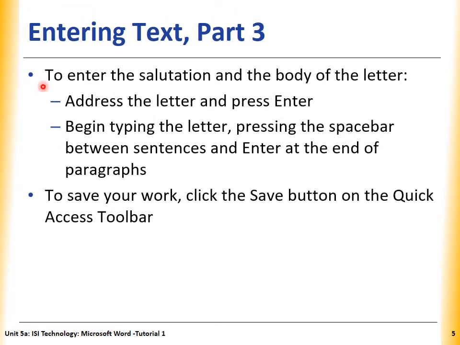Here, we need to enter the salutation and the body of the letter. We saw that earlier. Address the letter and press enter. Begin typing the letter, pressing the space bar between the sentences. We should do that, and enter at the end of the paragraph. That's why we saw earlier the non-printing characters between the words, sentences, and at the end of each sentence, we saw the opposite P or Q. Finally, we need to save our work. So to save your work, click the Save button on the Quick Access toolbar. I already told you about the Quick Access toolbar in my previous lesson. Now I'm going to show you how to do this.